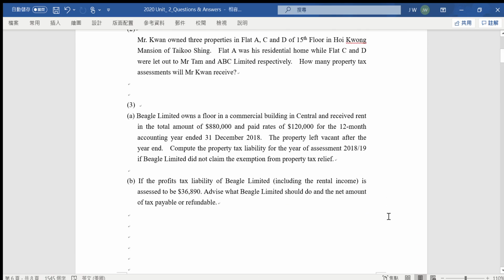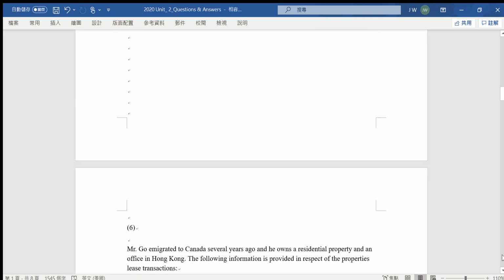Okay, the second part will be related to another concept. That is about the case where this company also received and also paid the concerning liability in relation to profit tax, and what should the company do? That's why so simple. You can advise Bago Limited to come for a relief or set off. Okay, and that's why we can work it out.